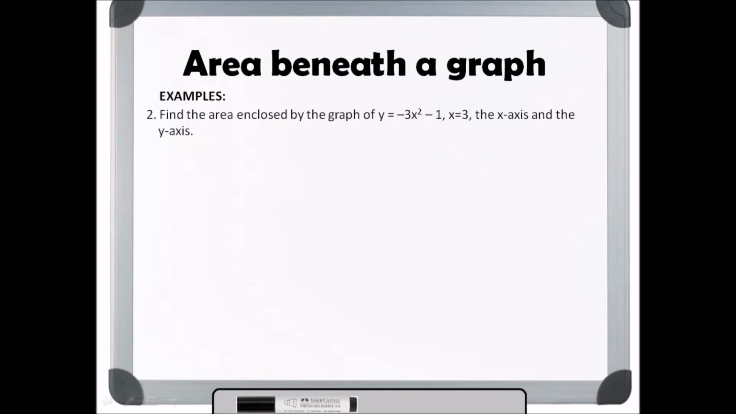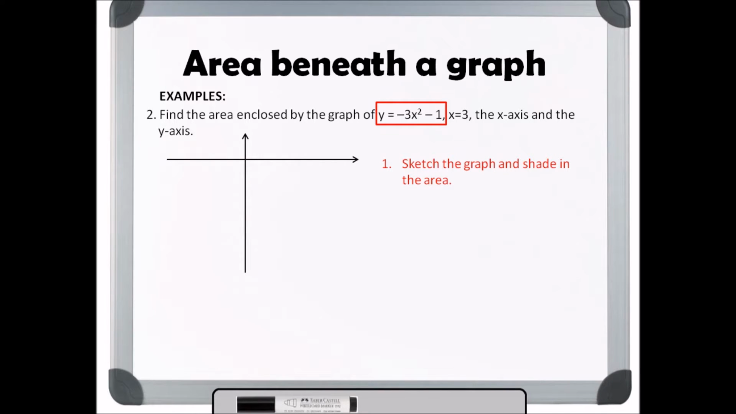Here, we are required to find the area enclosed by the graph of y equals negative 3x squared minus 1, x equals 3, the x-axis, and the y-axis. Again, the first thing we need to do is to sketch in the relevant graph and shade in the area. For this case, the relevant graph is y equals negative 3x squared minus 1, which is a negative quadratic graph that looks like this.